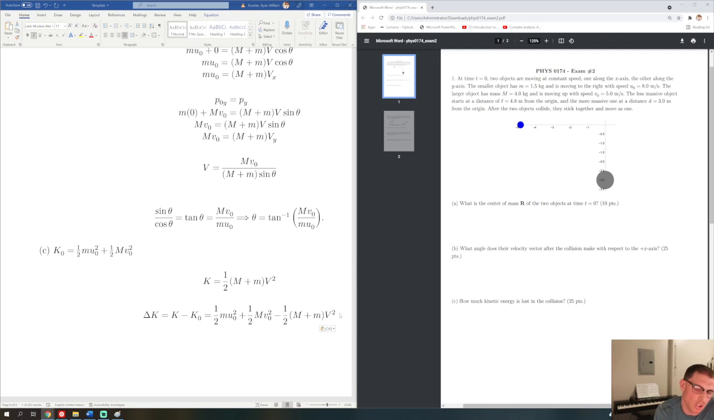Because you're not going to have a collision where energy is gained. You can have a collision where the energy is conserved, and you can have a collision where energy is lost. But in a circumstance like this, at least, you're not going to find that the final kinetic energy is larger than the initial kinetic energy.